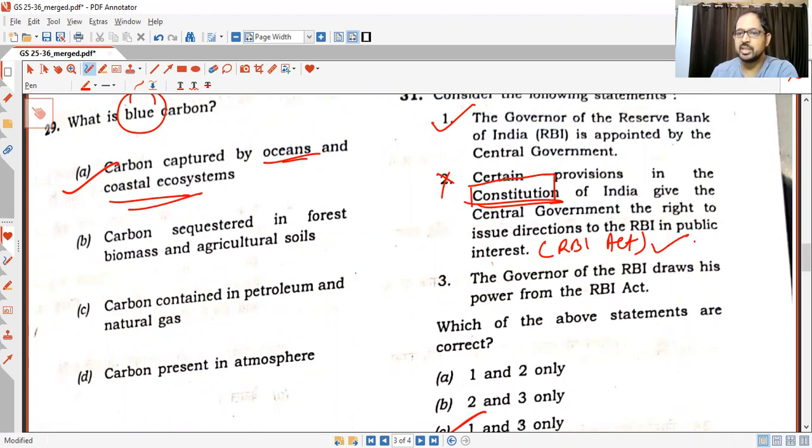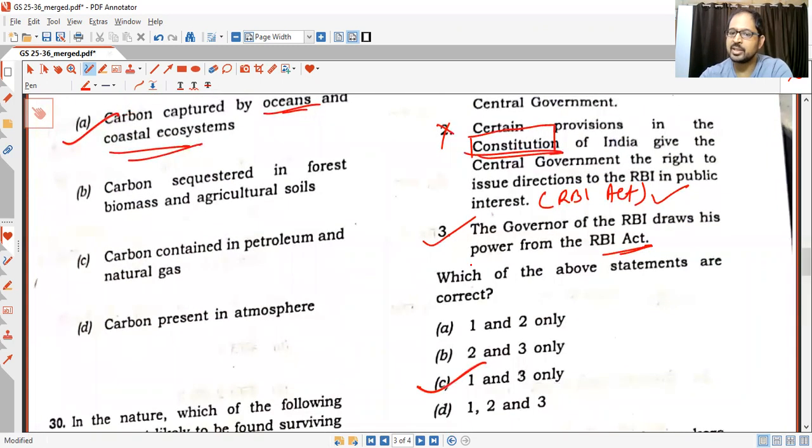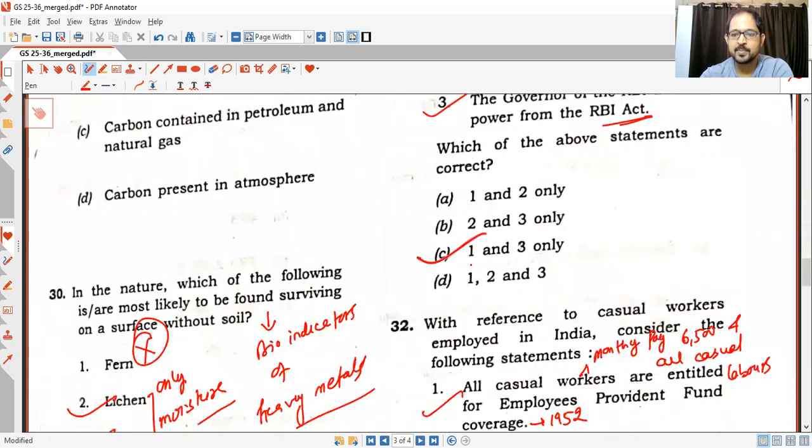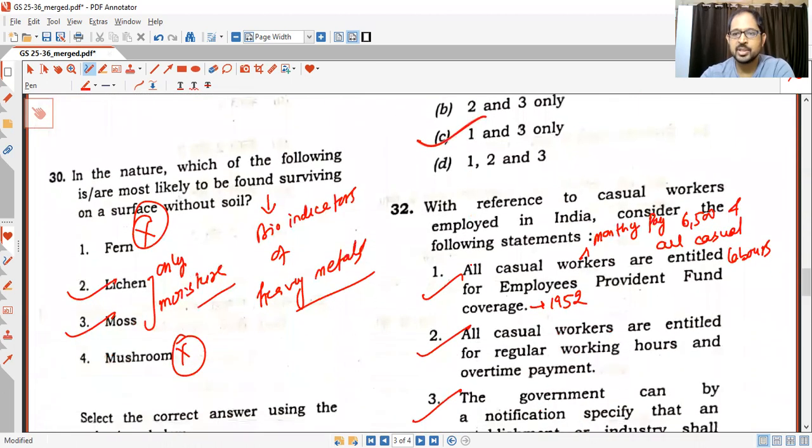So basically, RBI doesn't have anything to do with the Constitution. So point number 2 is incorrect. The Governor of RBI draws his power from the RBI Act. Yes, definitely. RBI is not a constitutional body actually. It is a statutory body under the RBI Act. So point 2 is incorrect, and only 1 and 3 are correct. So C is the answer. Moving forward to question number 32.